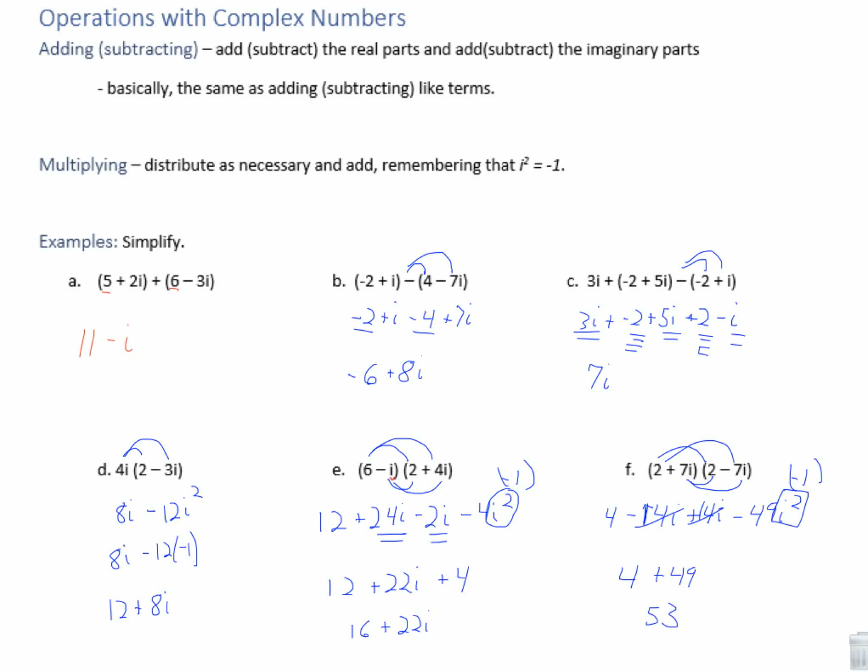Real quickly here, we should recognize this as a difference of squares. So it's going to be the first thing squared minus the second thing squared, so 7i squared, which is 4, minus 49i squared. Sorry, that's supposed to be a 4, 49i squared. And i squared is -1, so it's 4 plus 49, which again is 53.